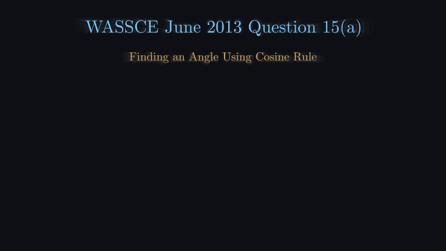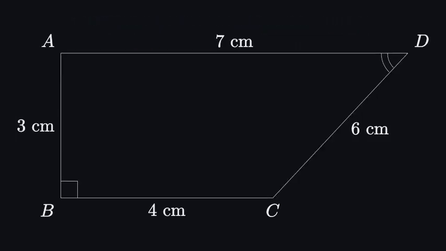Today, we are solving WASSCE June 2013 question 15a. We will use Pythagoras theorem first, and then use the cosine rule to find the angle. Study the diagram carefully. This prepares us for the next step.